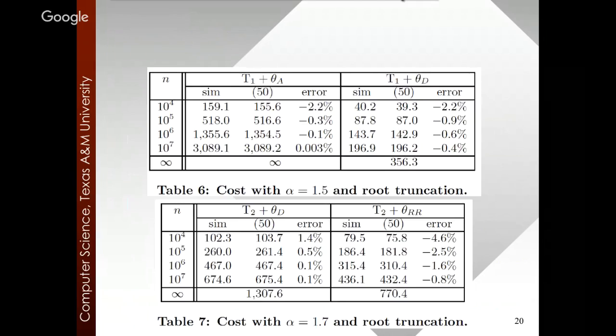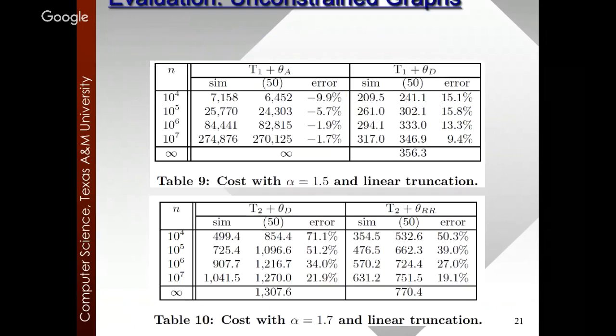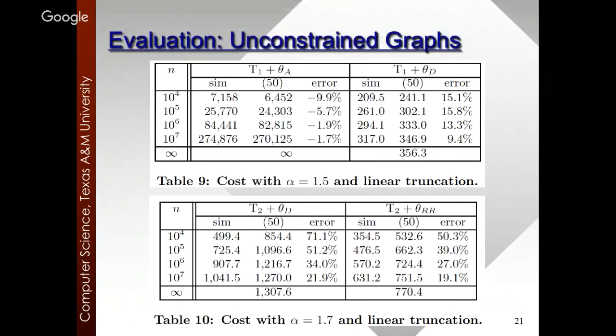And finally, our evaluation using some simulated graphs. And we can see here for constrained graphs, the error shrinks monotonically to 0, and it's not very big when n is small. And for unconstrained graphs, the error could be big when n is small, but we can see its trend is shrinking monotonically because the cost is finite here.